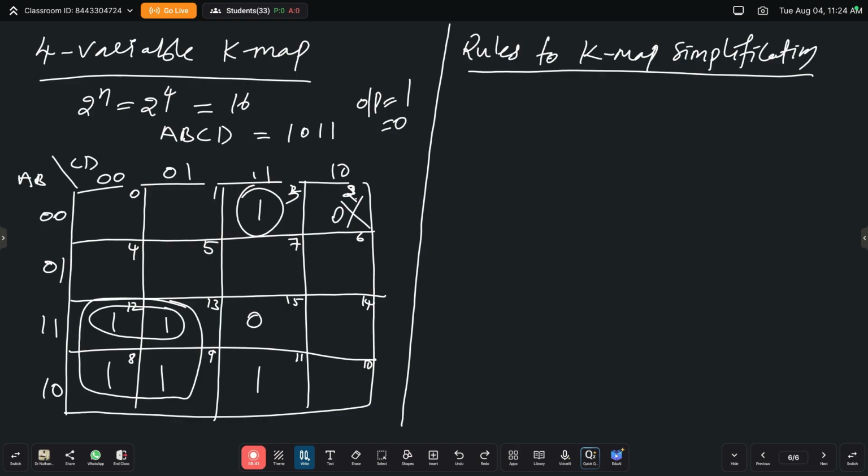Fourth, a cell containing 1 must be grouped. A cell containing 1 must be grouped. That means if a 1 is there, you should prepare a group. Don't leave that 1. If it is not connecting to any other 1, you should take a single group. Yes or no? So a cell containing 1 must be a group. A cell containing zero means not required.